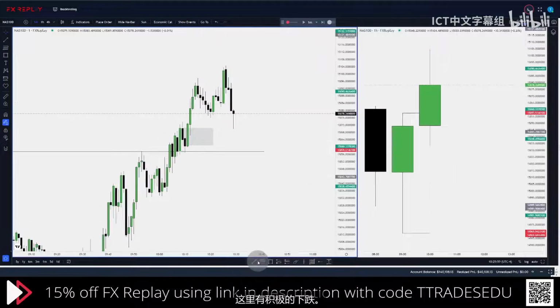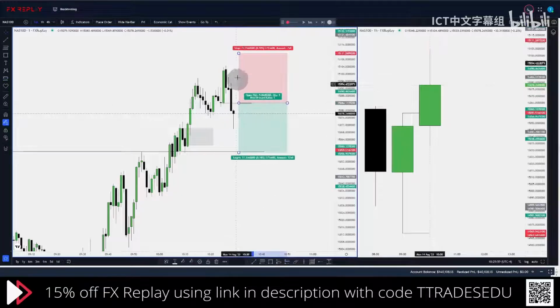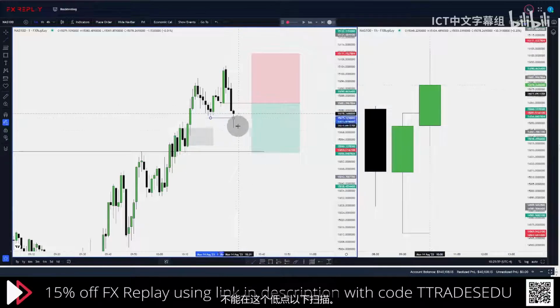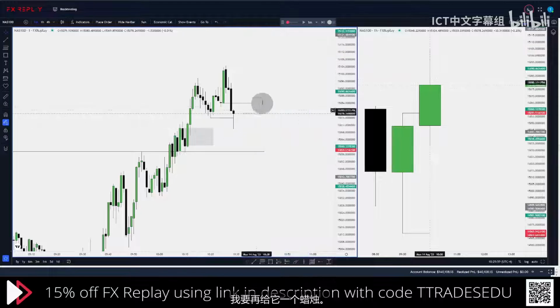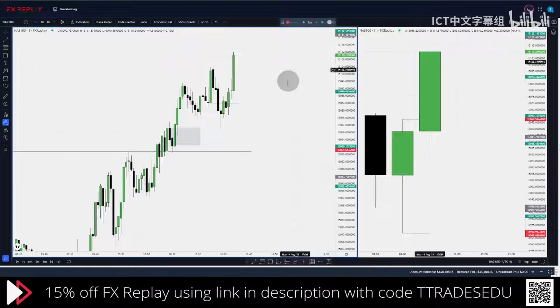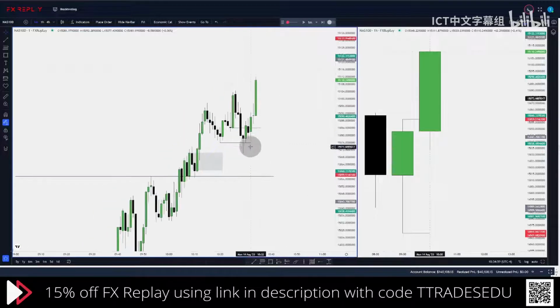Okay, there's aggressive down. Order block. This is what I'm not liking about this. Can't sweep below this low. I'm going to give it one more candle. See if we sweep below that low. Yeah, that was a good decision.